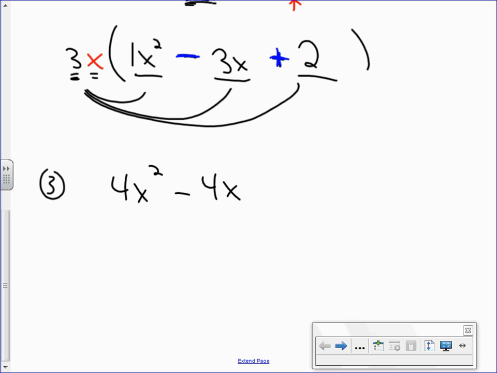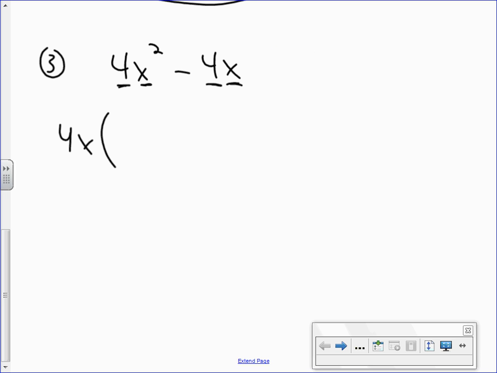The GCF here, the biggest number that divides evenly into 4 and 4 is, of course, 4. And then we have an x squared and an x. Pick the one with the smallest exponent, and that's x. It's really easy here to make a super careless mistake. When we say 4x squared divided by 4x, we get x.